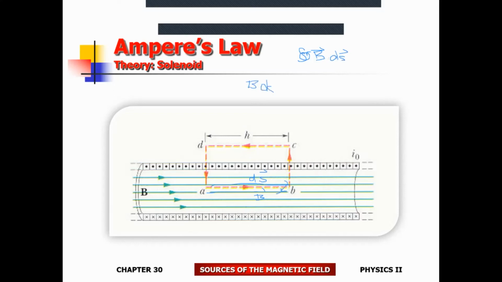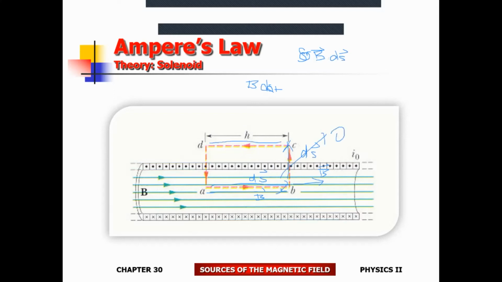So I looked at only this portion of the loop. This is your ds. And then what happens? The loop is going in this direction. Now my loop turned up. So this is the direction of the loop. The magnetic field is still pointing in this direction. Now, what is the angle now? It's going to be 90 degrees. Cosine of 90 is going to be 0, so this is not going to have a contribution.